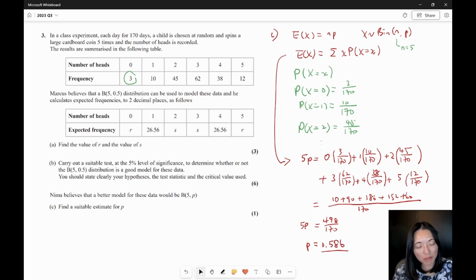This is actually reassuring because it looks like heads are occurring more often than tails. Therefore, I would be looking for a probability of heads that is slightly above 0.5. That's our part C.